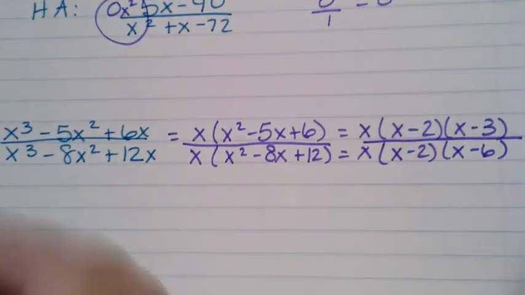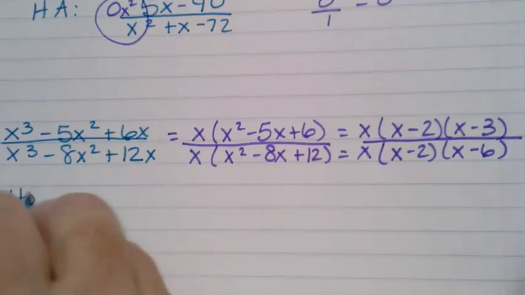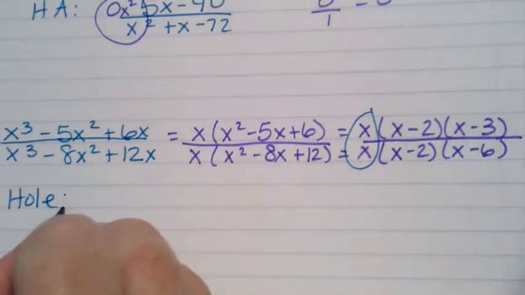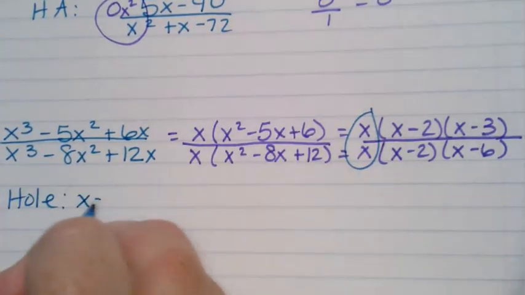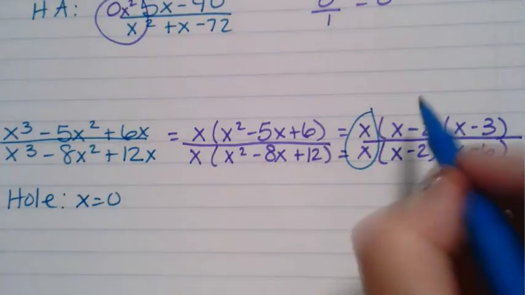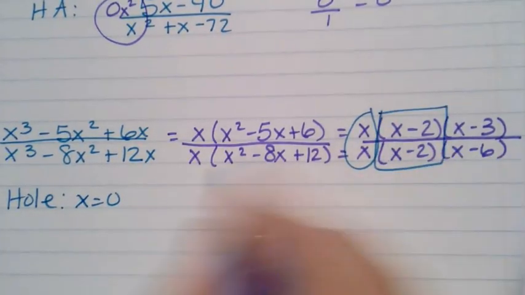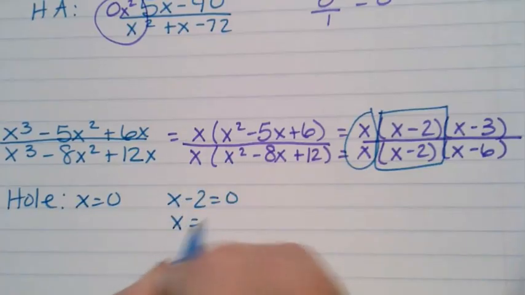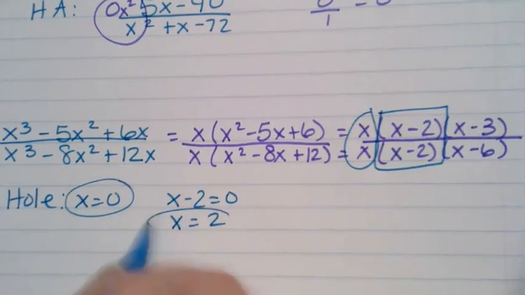Okay, wholes. Let's change. We actually have 2 wholes right now. We have 2 common factors. So right here we have the x. So we have one at x equals 0. That's one of my favorites. And then we have one here at x minus 2 equals 0. So we also have one at x equals 2. So here we have 2 wholes.